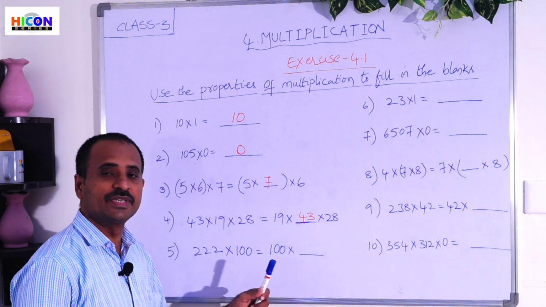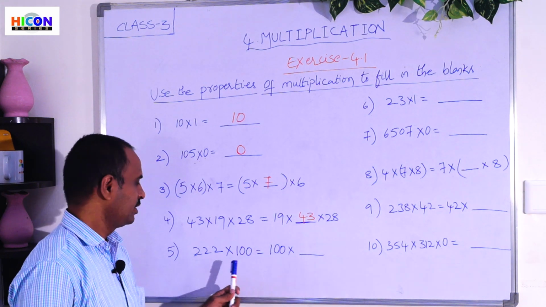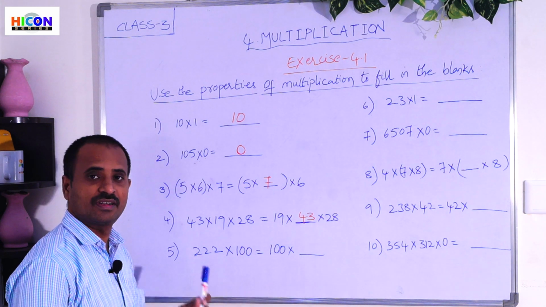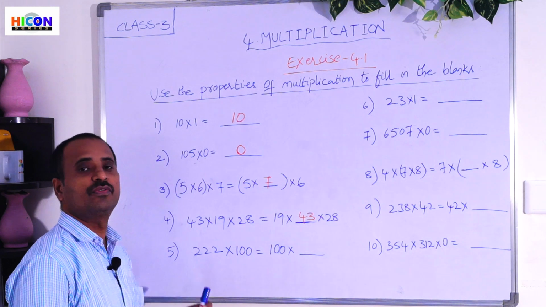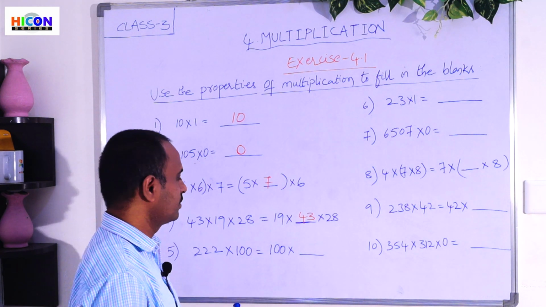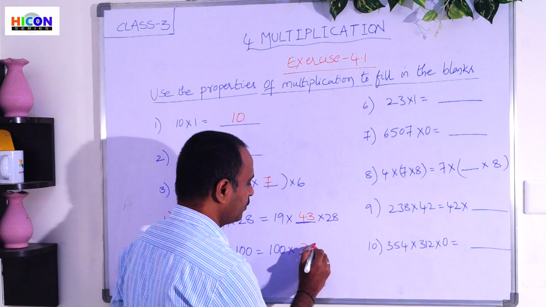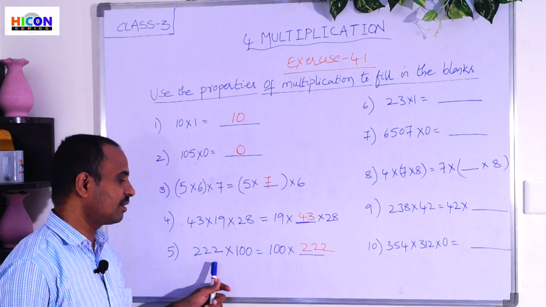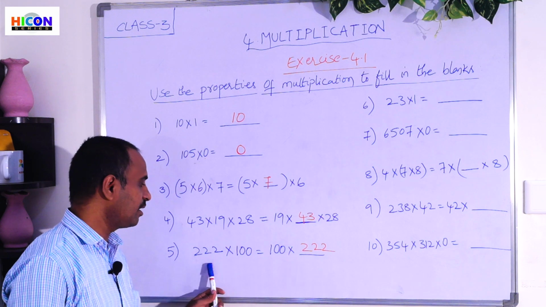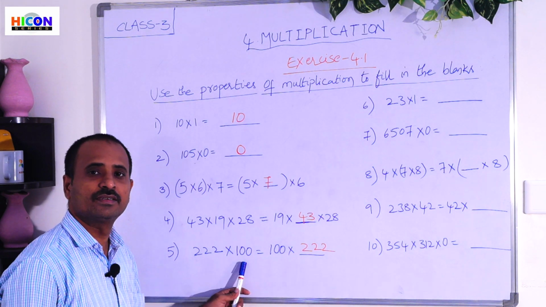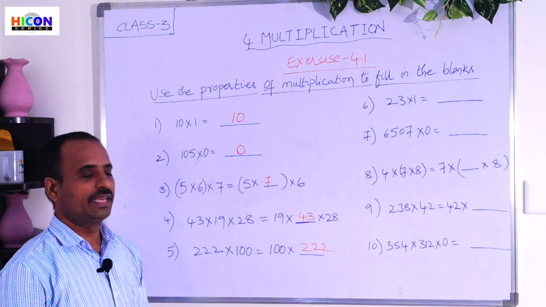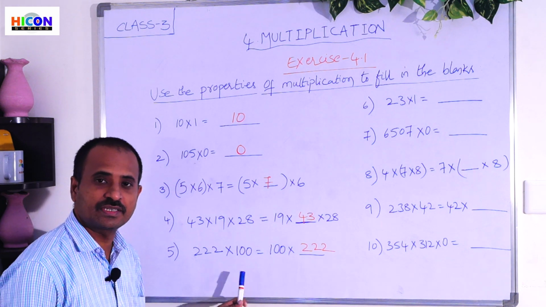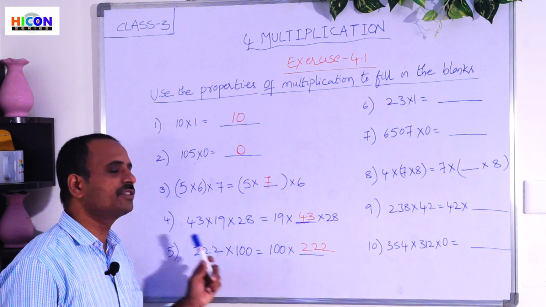Which number is missing? 100 is given, but 222 is not given. So 222 is missing here. So write 222 in the blank. That means the order of multiplication of numbers does not matter. If we multiply the two numbers in any order, we will get the same product.